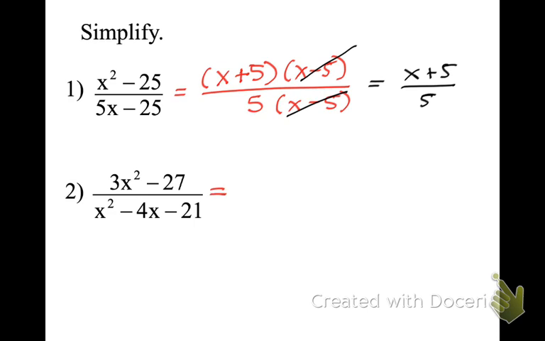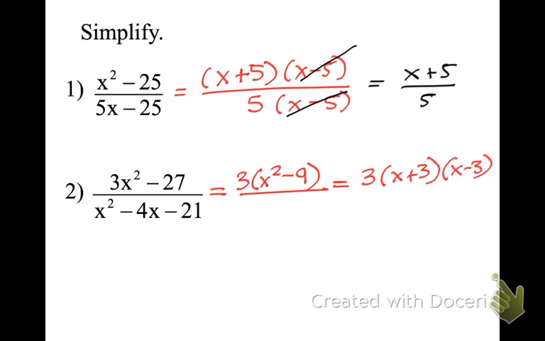Okay, what's the GCF I can pull out of the numerator? Step 1 factoring. Go. 3 times what? x squared minus 9. Good. Can that be factored further? Yeah. Okay, 3 times the quantity of x plus 3 times the quantity of x minus 3. I'm just going to put that there.